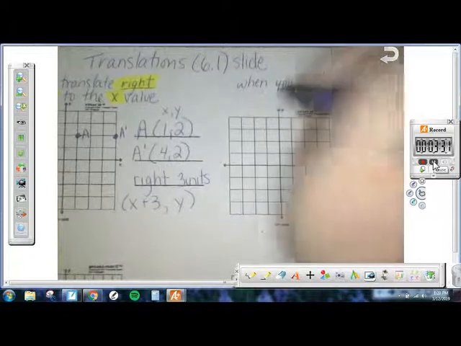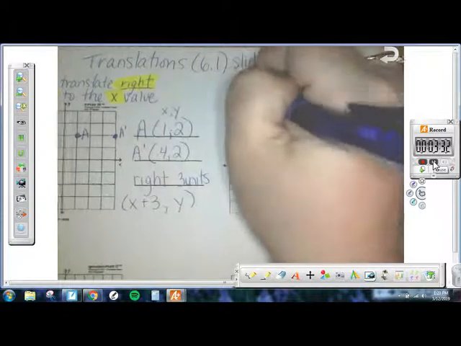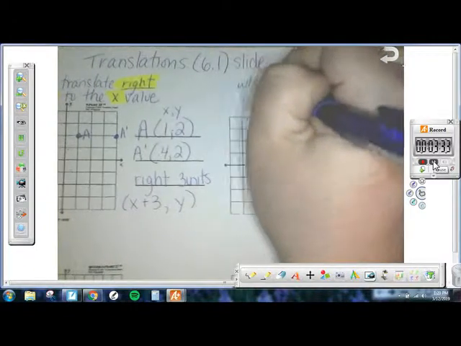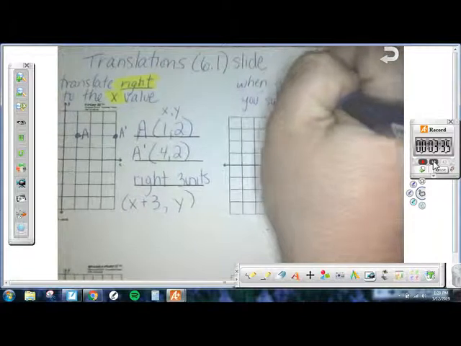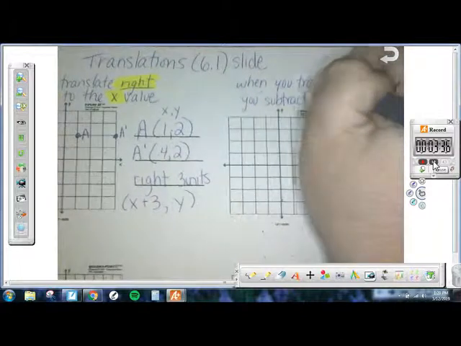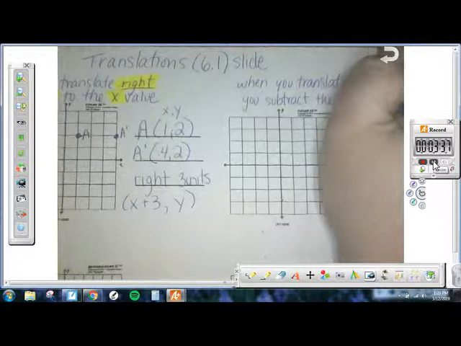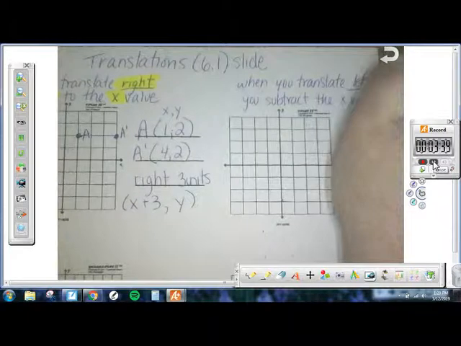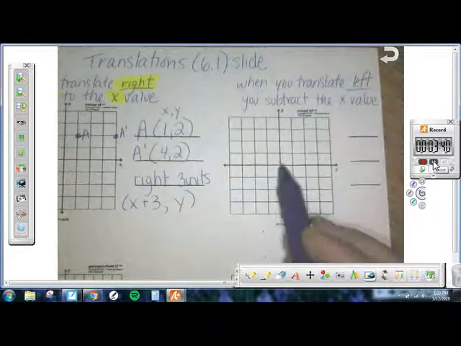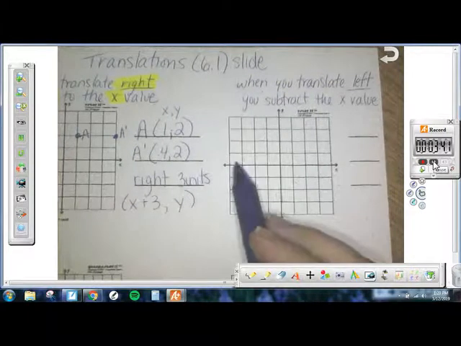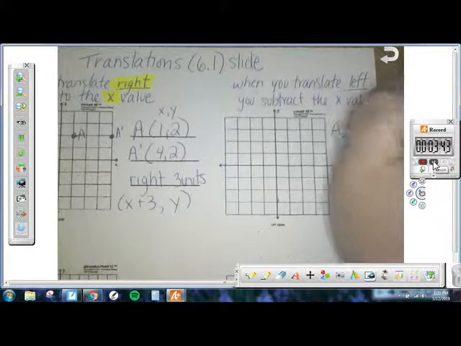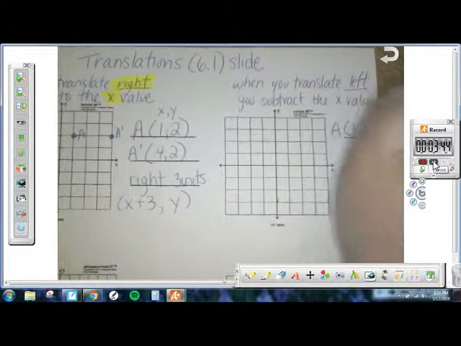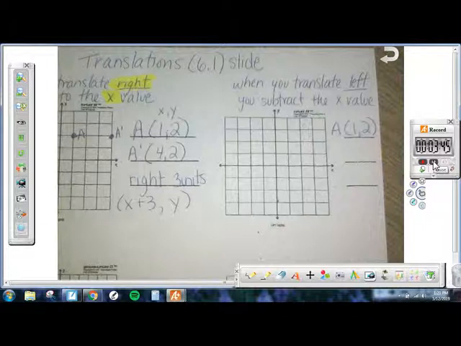Move up 3. What's the algebraic way to write it, Adriana? Very good. X stayed the same. Here we did y plus 3. That increased by 3. There's one more way to move. And the last way to move is down. And what do you think we're going to do to the y value? Subtract.